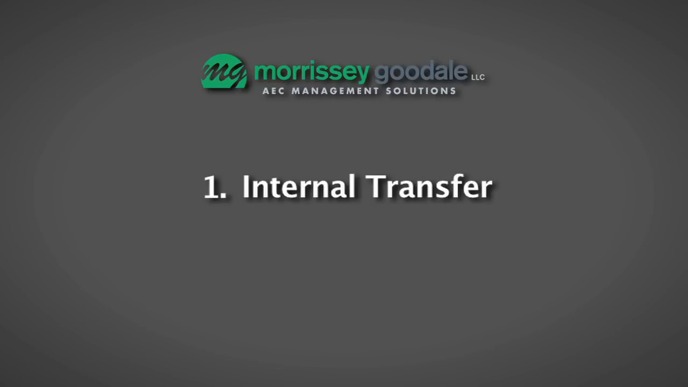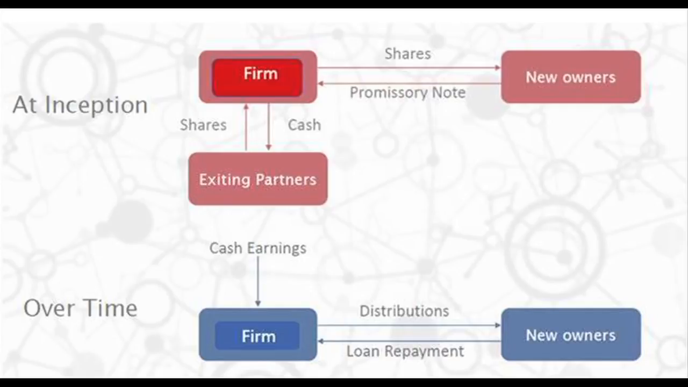1. Internal transfer. This is the traditional method of ownership transition in the AE industry. It typically involves multiple buyers and sellers in multiple phases and is governed through a shareholders or buy-sell agreement with a stated valuation formula. Cash flow is used to fund the transition. At inception, the firm buys back shares from exiting partners while new owners obtain shares through a promissory note, with the firm essentially acting as a pass-through entity.